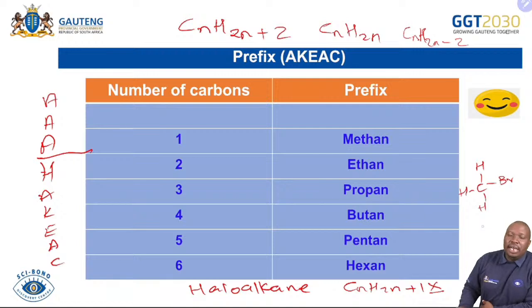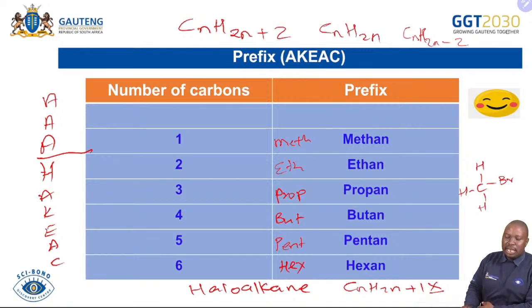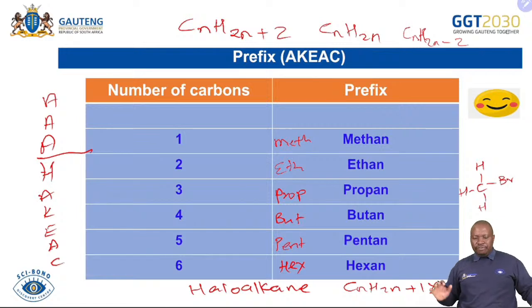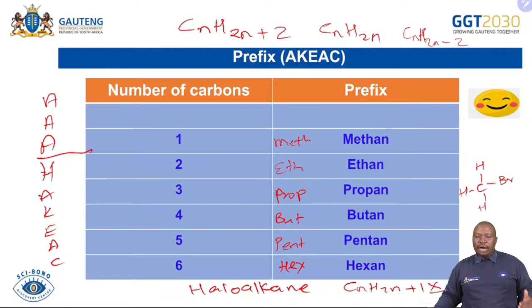You will remember what we said. For hydrocarbons, for alkanes, alkenes, and alkynes, if we have 1 carbon, we said it's meth. 2 carbons is eth. 3 carbons is prop. 4 carbons is but. 5 carbons is pent, and 6 carbons is hex. You will remember that. We said always look at the number of carbons to say how many carbons we have in the parent chain. If you have 1, the prefix or the name will start with meth. If it's 2 carbons, eth.